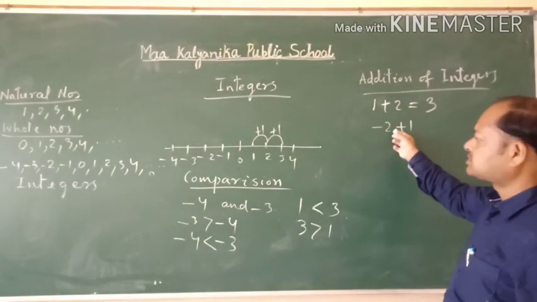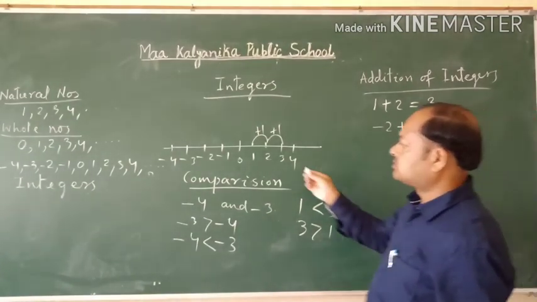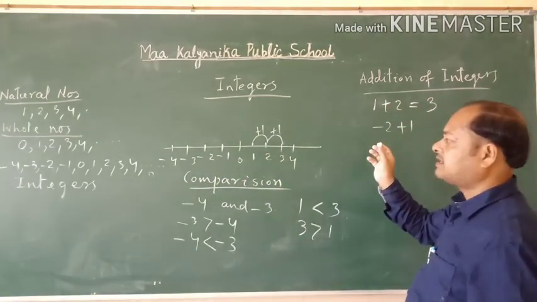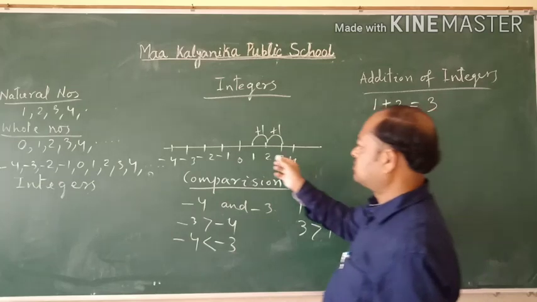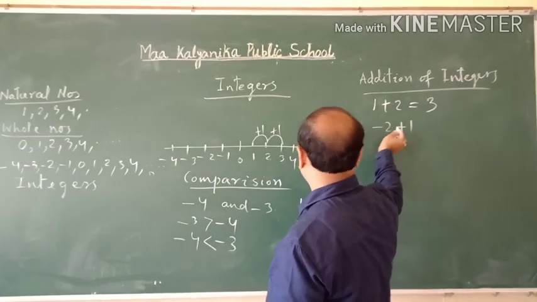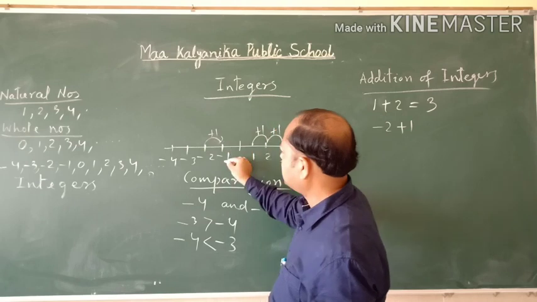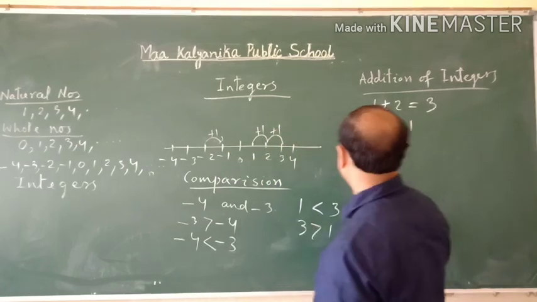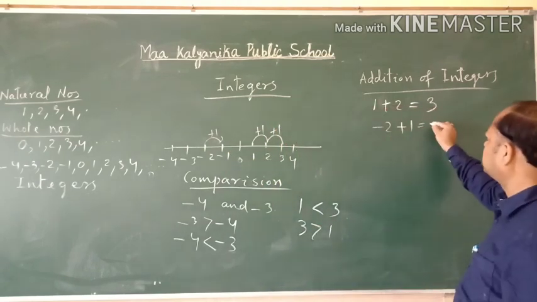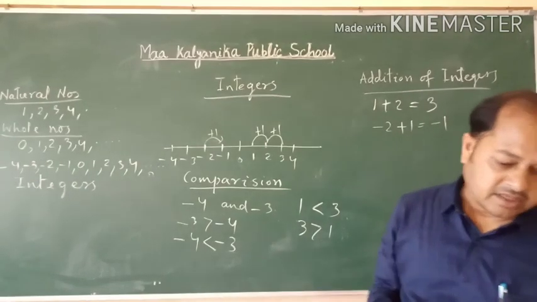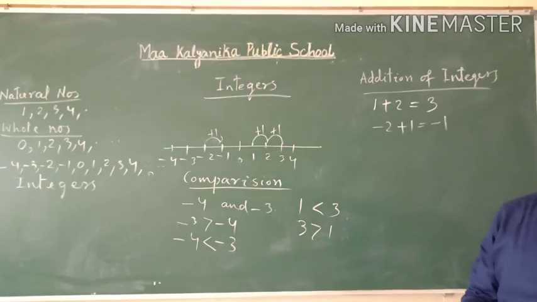First find minus 2 on the number line. We see that minus 2 is here, and plus 1. Plus means which side? The right side. So from minus 2 we move plus 1 to the right side. What number are we getting here? Minus 1. So minus 2 plus 1 will be minus 1. Okay. This is about the addition of integers.